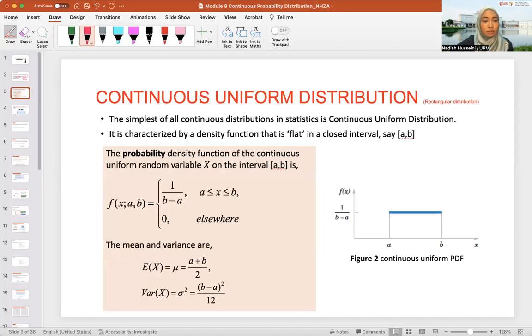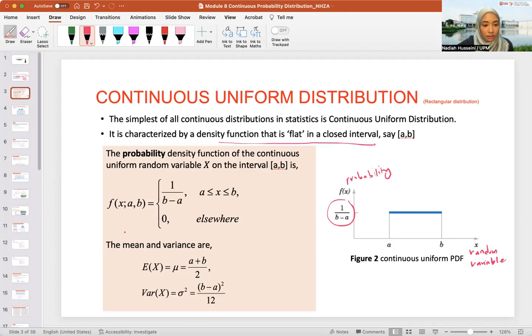Okay, so continuous uniform distribution is the simplest of all continuous distributions in statistics. It is characterized by a density function that is flat in a closed interval like this one. So here they already give you the equation for the continuous uniform distribution. And you have the notation A and also B. And here you have 1 over B minus A, which tells you that the probability is supposed to be this equation, 1 over B minus A. And this is your random variable, and this is your probability. The same graph that we have seen from the beginning of class, right?